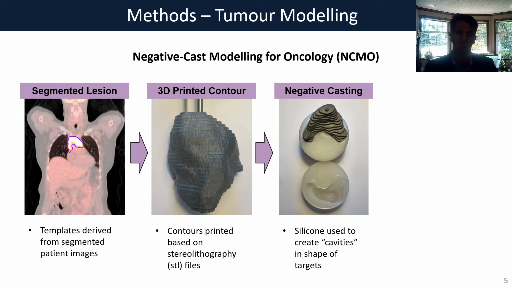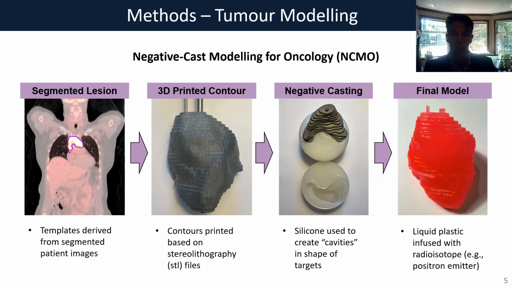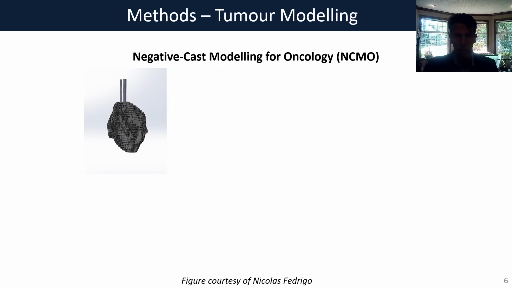Next, we perform some negative casting using silicone to create cavities in the shape of our target regions. And then finally, we inject a combination of liquid plastic and our radioisotope to create the final tumor models. Here's a little schematic of how this works.